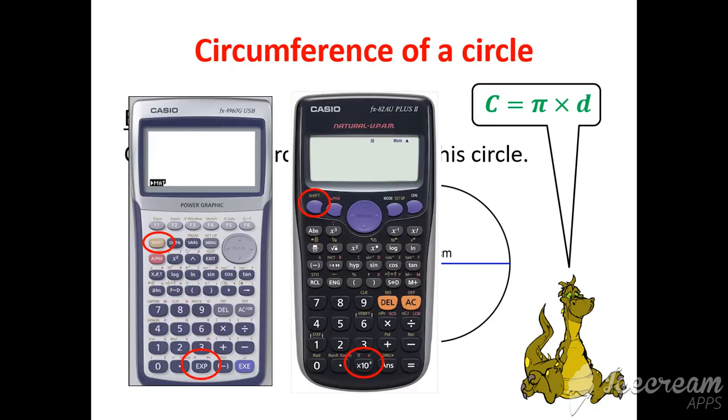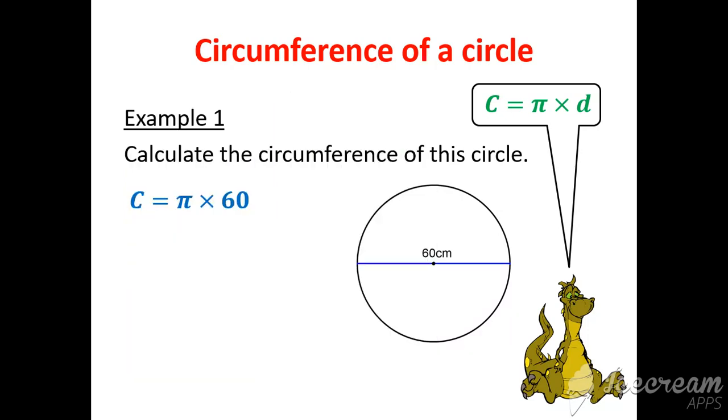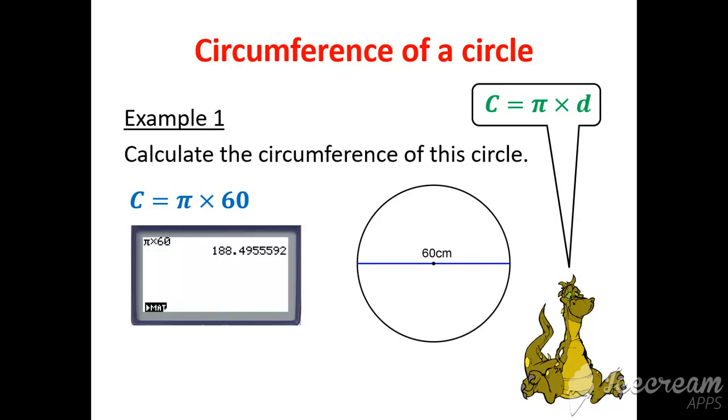To get pi in your calculator depends whether you've got a graphics or just a scientific Casio. If you have another type of calculator, make sure you check in and find out how to get pi. But for both of these calculators, I think you have to push the shift button first and then push your standard form or your EXP button to get pi. Right, so circumference is equal to pi times 60, pi times diameter. So just bring up pi on your calculator and times it by 60.